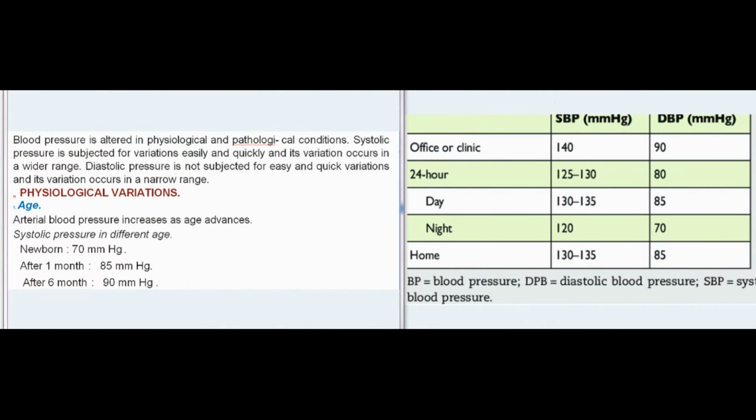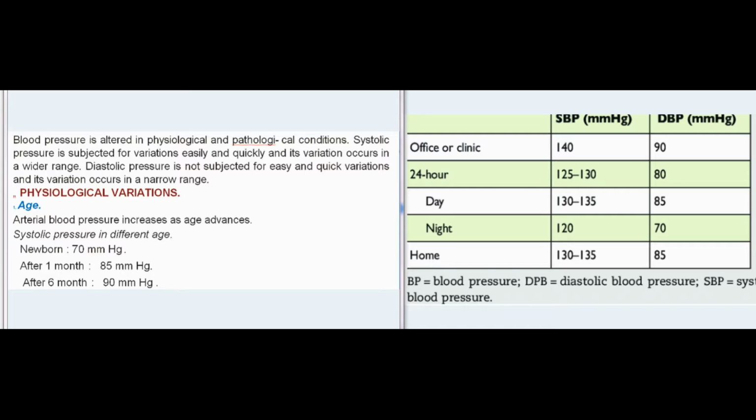Blood pressure is altered in physiological and pathological conditions. Systolic pressure is subjected to variations easily and quickly, and its variation occurs in a wider range. Diastolic pressure is not subjected to easy and quick variations, and its variation occurs in a narrow range. Physiological variations. Age. Arterial blood pressure increases as age advances.